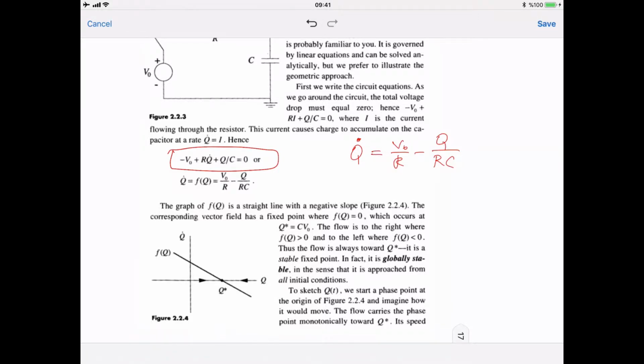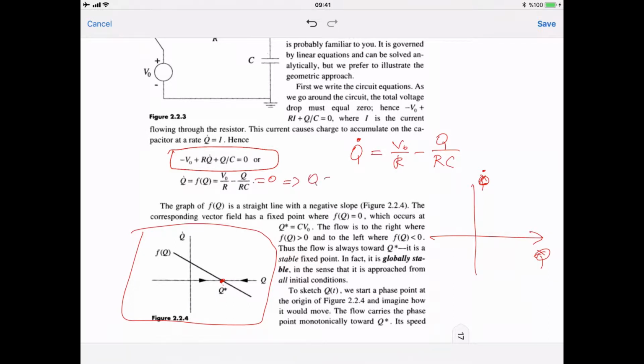If you are to plot this, just like we did with x dot and f(x), now you plot Q dot and f(Q). And you get this linear plot, right? So where does it cross this line? It has to be equal to 0, right? What is that point? If you solve this, you get Q equals C times V0, right? So you basically have one single fixed point, a stable fixed point for this system. Wherever you start, you will end up at Q equals C times V0. Isn't this amazing? You don't need to solve anything. You just think in pictures.